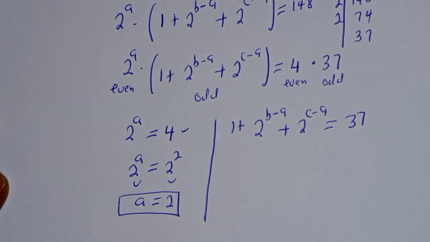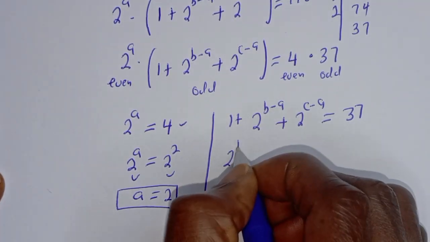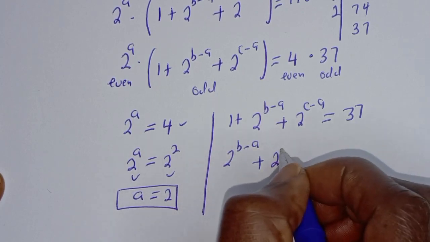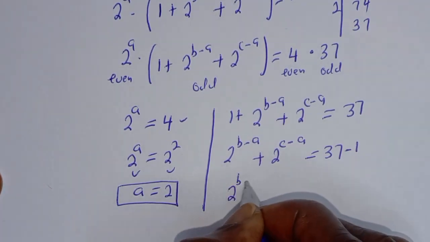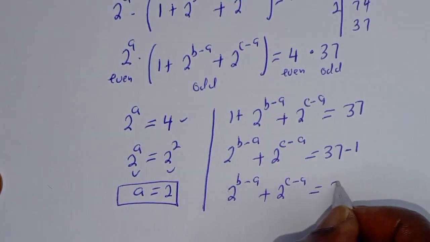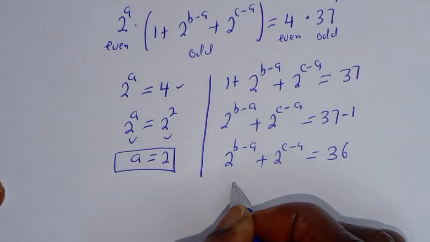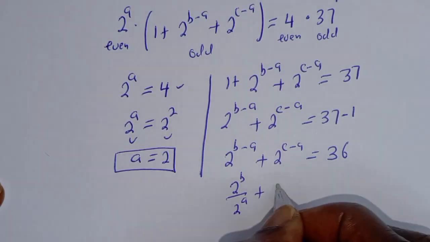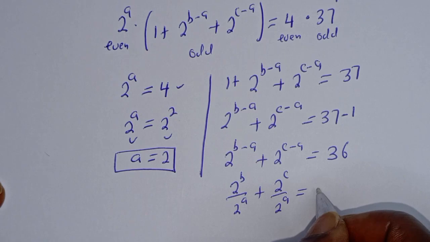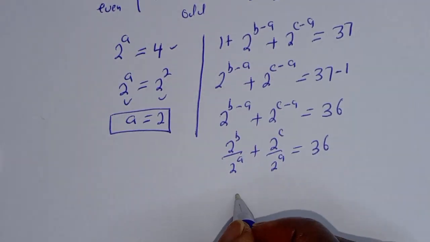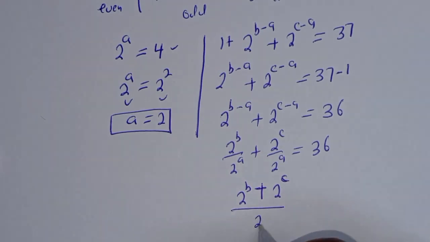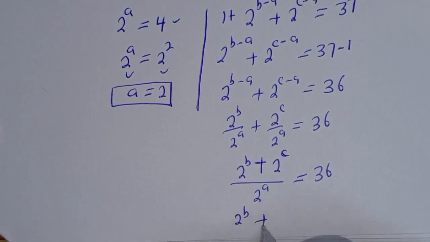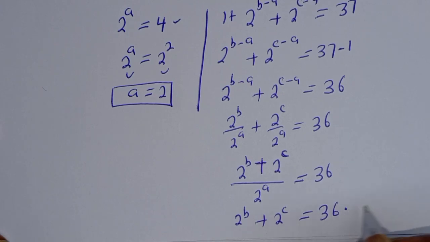And from this side, let's subtract 1 from both sides. If you subtract 1, we have 2 to the power of b minus a plus 2 to the power of c minus a is equal to 37 minus 1. This is 2 to the power of b minus a plus 2 to the power of c minus a is equal to 36. And this is 2 to the power of b over 2 to the power of a plus 2 to the power of c over 2 to the power of a is equal to 36. Then if you find the LCM of the left-hand side, we have 2 to the power of b plus 2 to the power of c over 2 to the power of a is equal to 36. Then this is 2 to the power of b plus 2 to the power of c is equal to 36 multiplied by 2 to the power of a.